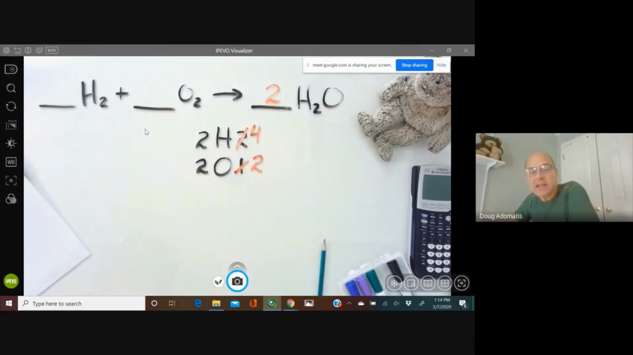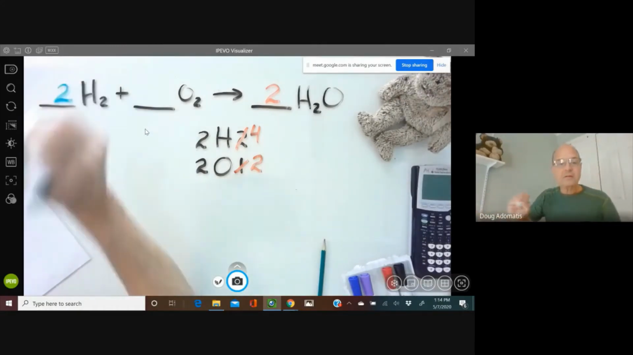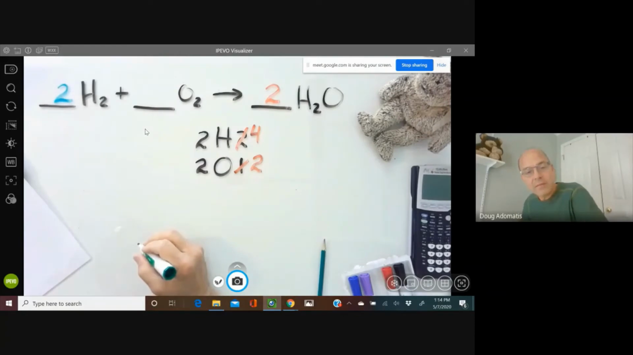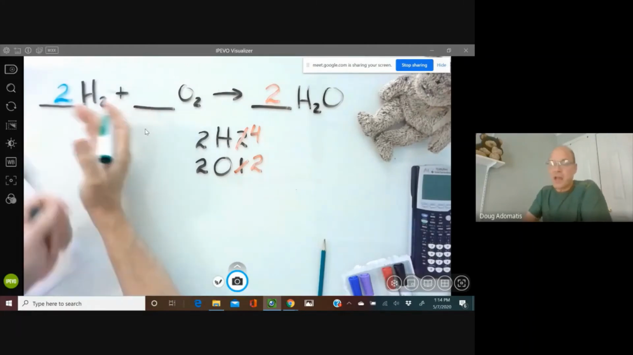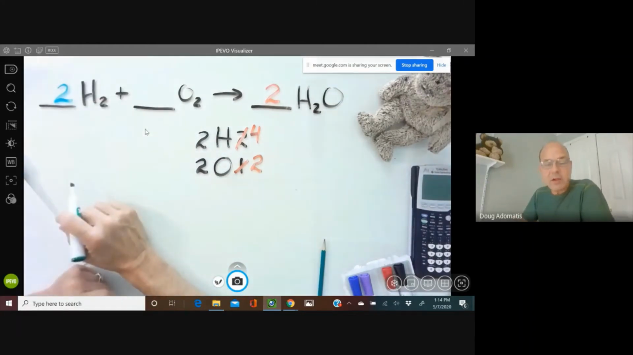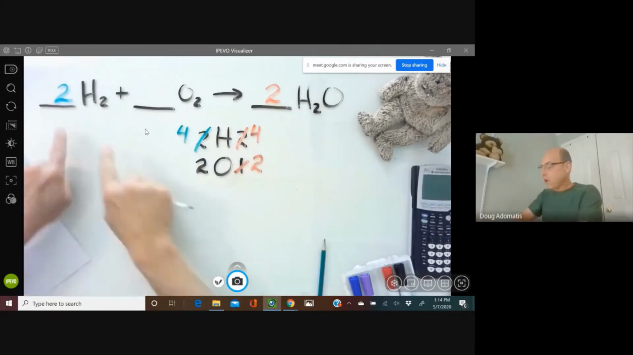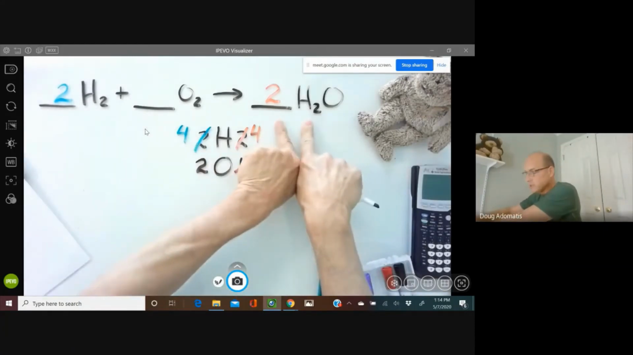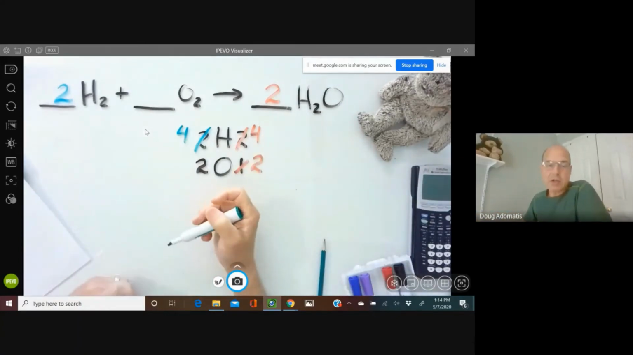Some of you are looking at that and saying, well, Mr. A, it would be real easy to balance those hydrogens if you just put, I'm going to change colors again because this is another step, if you just put a 2 over here. Now see what that did? This hydrogen's all by itself, so putting that coefficient there only changed the number of hydrogens. Now I don't have 2 hydrogens, I have 4 hydrogens. So 4 hydrogens on this side, 4 hydrogens on this side, 2 oxygens on this side, 2 oxygens on this side. I've balanced the chemical equation.